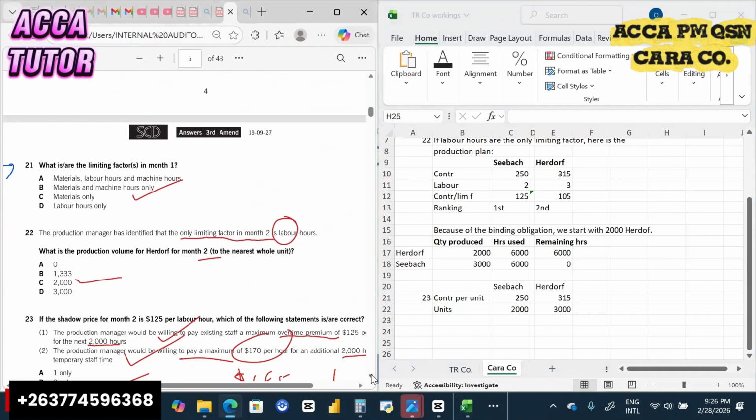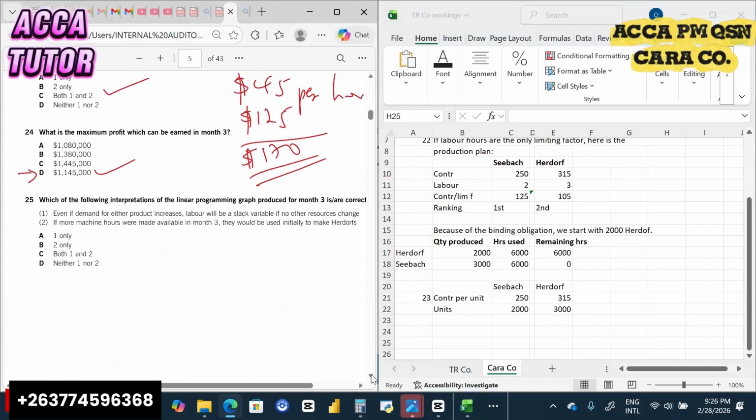All right, the last question of that part. Which of the following interpretations of the linear programming graph produced for month 3 is or are correct?